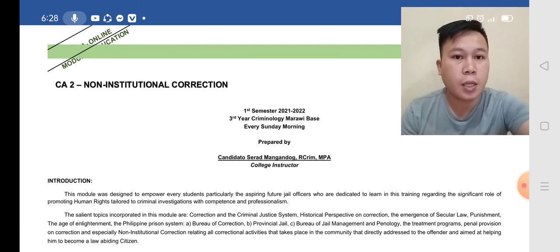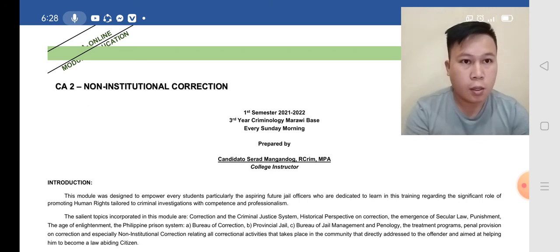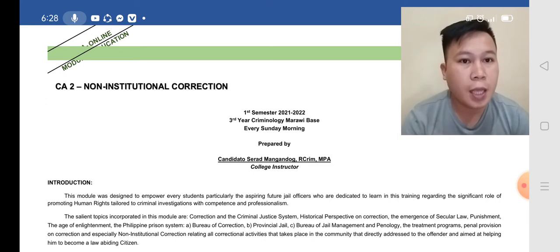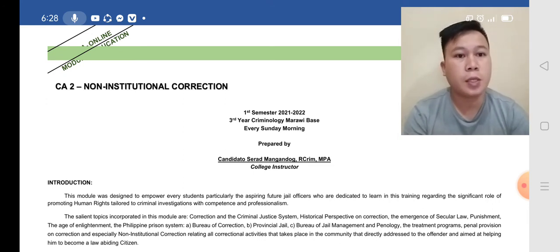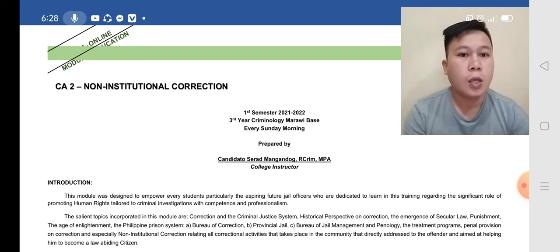So in this subject, we are going to discuss the introductory part of this module. This module was designed to empower every student, particularly the aspiring future jail officers who are dedicated to learn in this training regarding the significant role of promoting human rights tailored to criminal investigation with competence and professionalism.